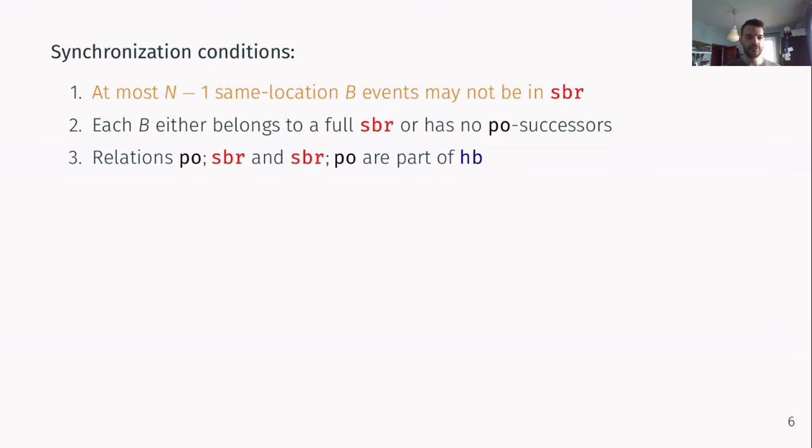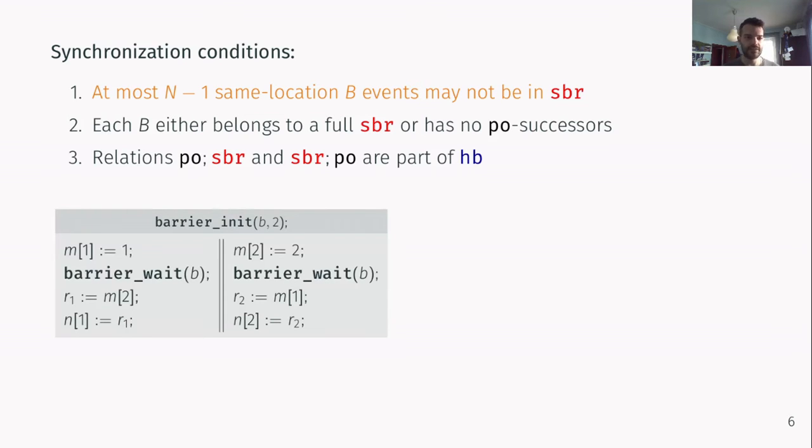The first condition says that at most n-1 same location barrier events may not be in SBR. So for instance, if we have the same program as before, and a stateless model checker has constructed this graph, recall that stateless model checkers construct graphs incrementally by adding events one by one, then it's fine to have a graph like this with an empty SBR.